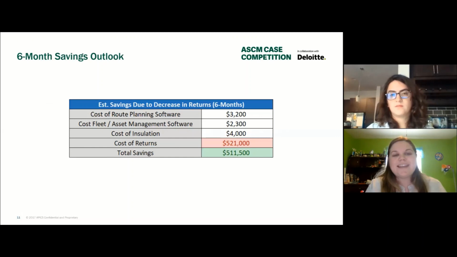And then a quick savings estimate over a 6-month period. This accounts for the cost of the softwares that we've recommended to be implemented, and then also the cost of the further installation. Subtracted that from the cost of the total returns that we received from customer orders over the last 6 months, and estimate that there's opportunity to save a little over $500,000 a year by implementing these changes.